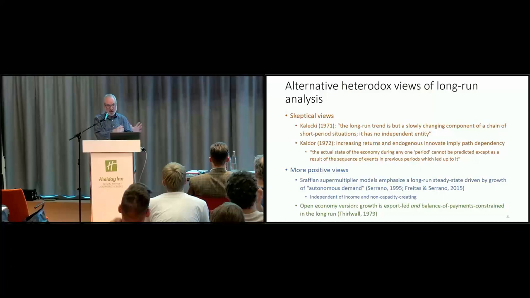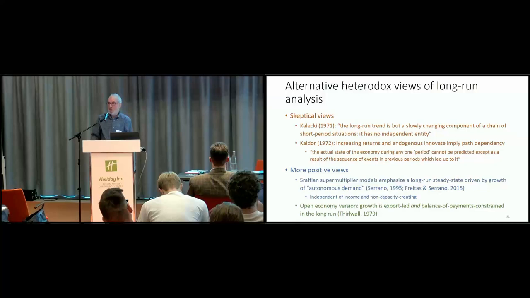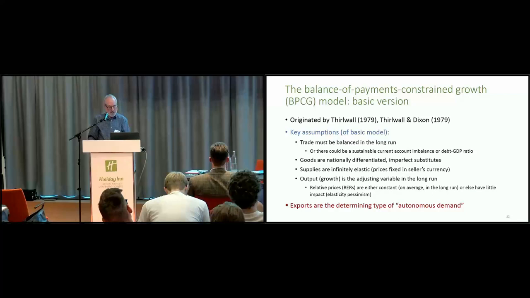creating. And for an open economy, the leading suspect for being autonomous demand is exports, which is dependent on foreign countries' income, but not on home income, and is not at least directly capacity creating. Though, of course, it may induce investment, but that's part of the story. And so that led to the model of balance of payments constrained growth, first developed by Tony Thirlwall in an article by himself, and another one that is also worth reading with Dixon in 1979. And just a few basic assumptions.